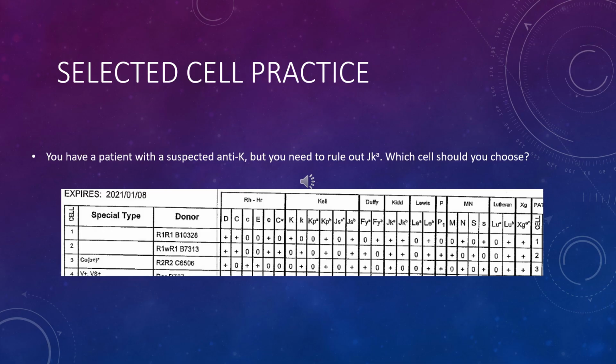And then cell 2, same thing. We don't want to use, well, not exactly the same, but we don't want to use a heterozygous expression of JKA there. But cell 3, we have a homozygous expression, and that cell is negative for big K. So we would want to choose that cell, and so we would just test that cell. Now, if there were other antibody specificities that we wanted to rule out, we would include those as well, making sure that they're negative for big K and negative for JKA, but homozygous positive for whatever else we're trying to rule out.